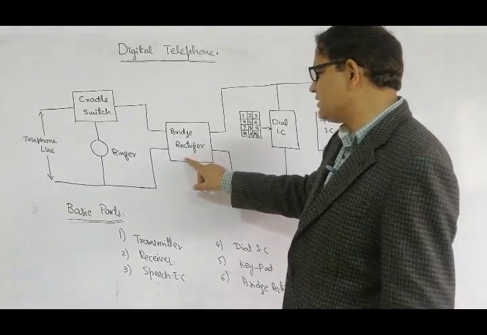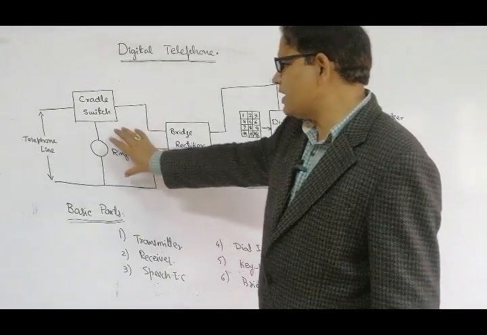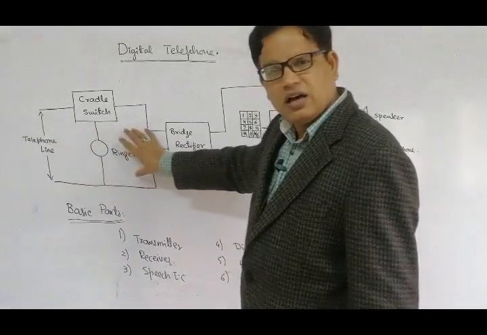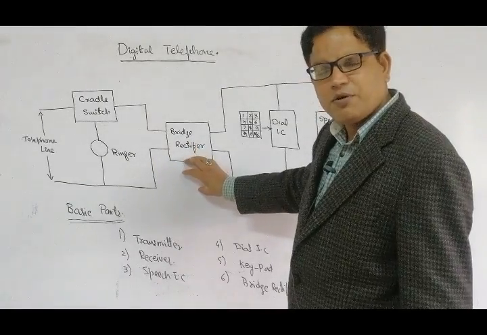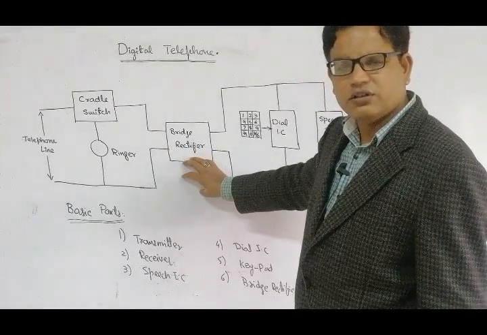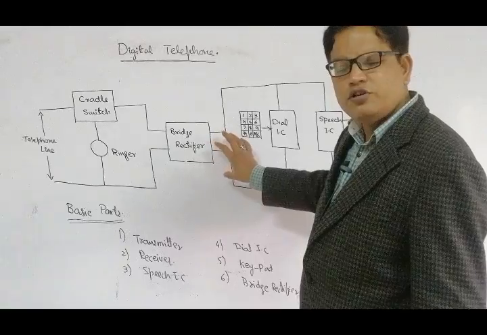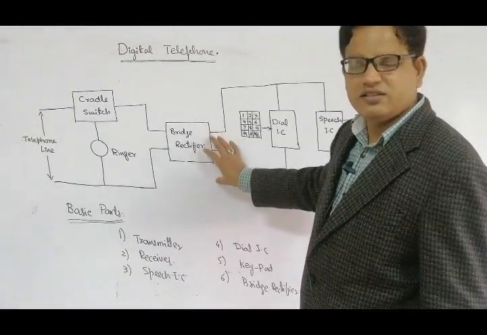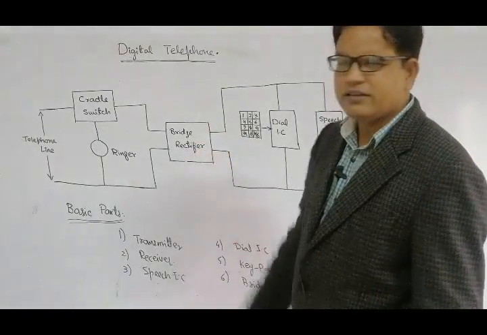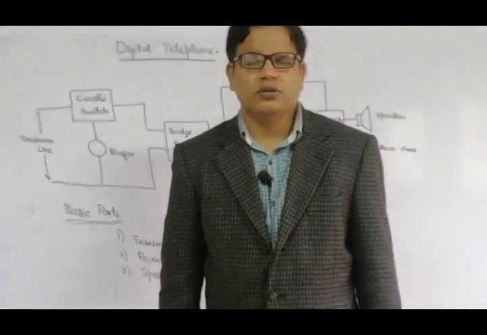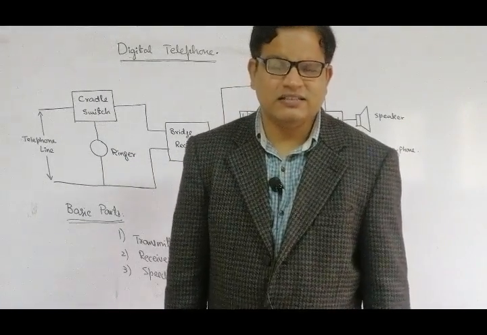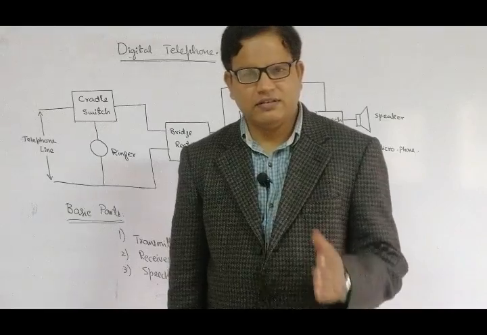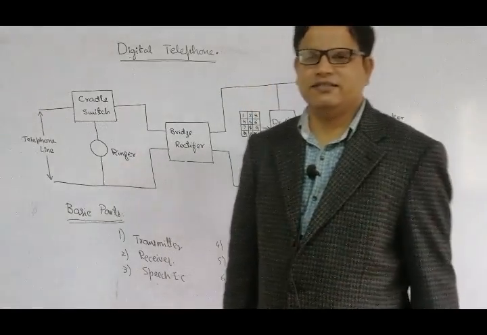The next one is the bridge rectifier. Bridge rectifier converts the electrical signals coming from the telephone exchange into DC signaling, because the rectifier is used to convert alternating current signals into pure DC signals.